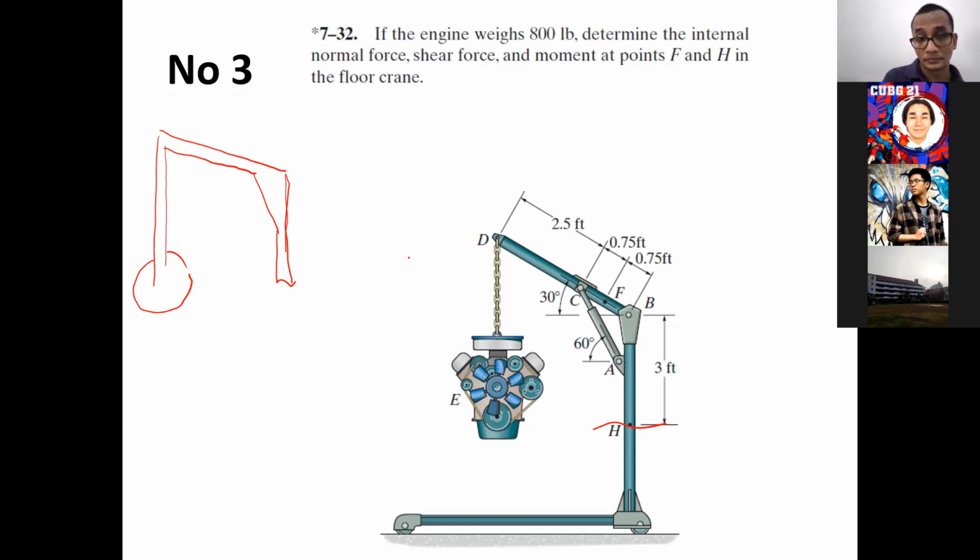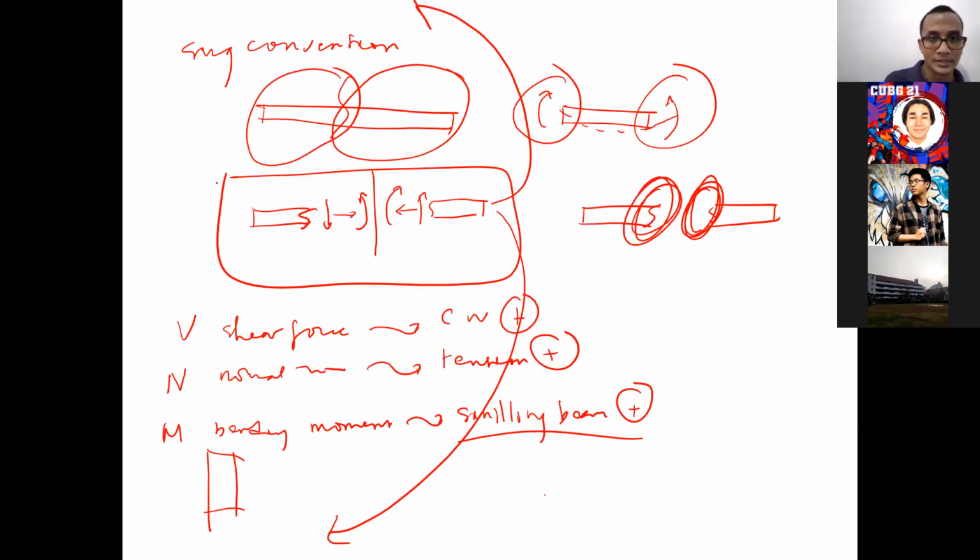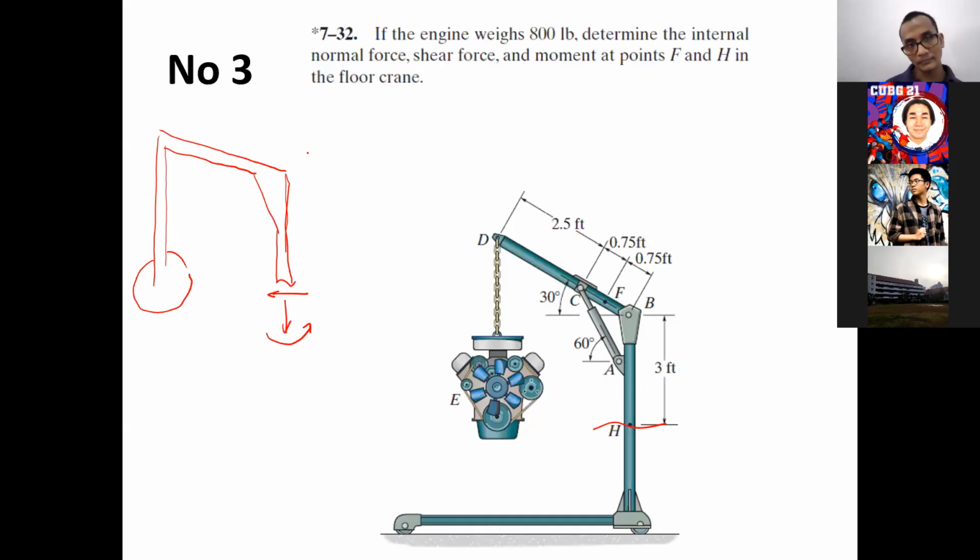It's supposed to be going clockwise, so it's going down. Then we don't know about the normal force, so it's better for us to just draw it as tension, and moment, because going up is on the right side, smiling is like this. Like that one, but we put it as a vertical. So this one is our V, this one is our N, and this one is our moment.